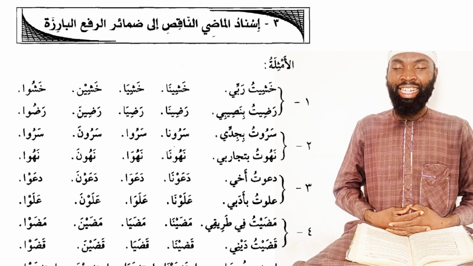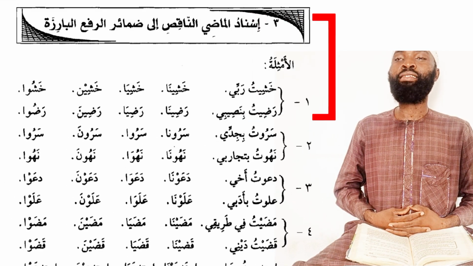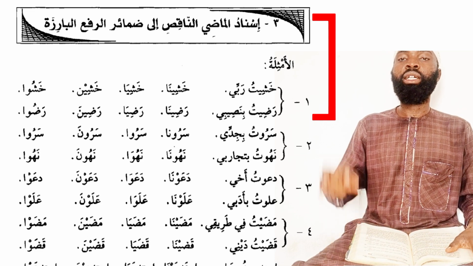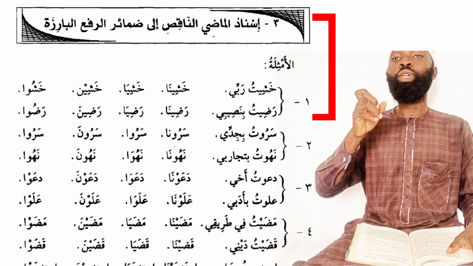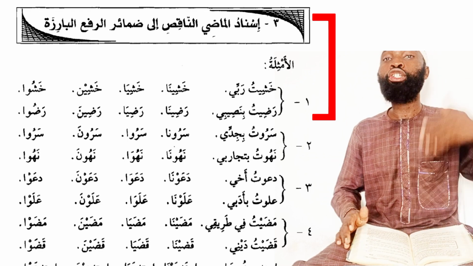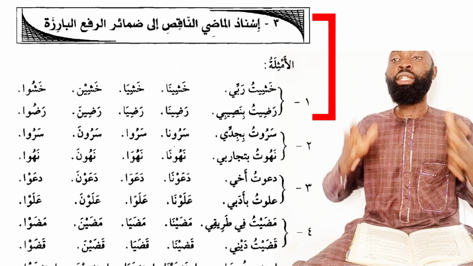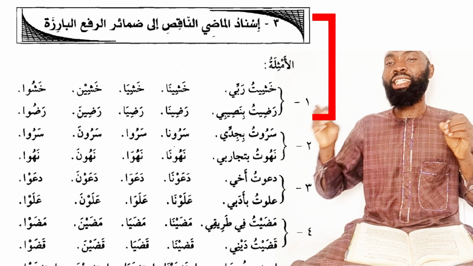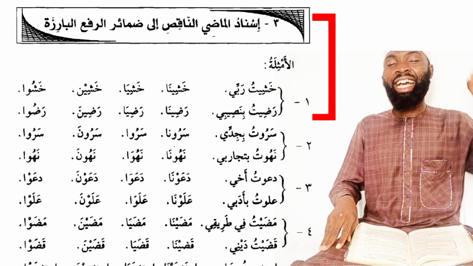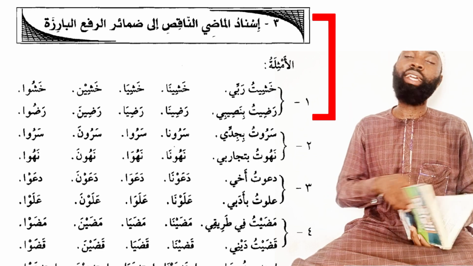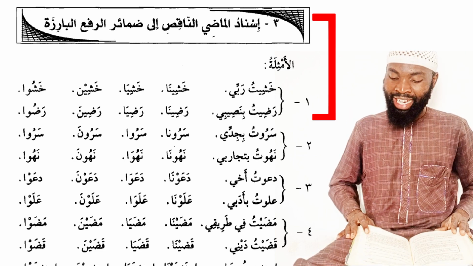Today, the topic is إسناد الماضي الناقص إلى ضمائر الرفع البارزة. The attribution of the الناقص verbs, which are the type of verbs that have their last letters as sick letters, to الضمائر البارزة, to the apparent pronouns that we have discussed. How do we attach these pronouns to the ناقص verbs? And we are still in our book النحو الواضح للمرحلة الابتدائية.